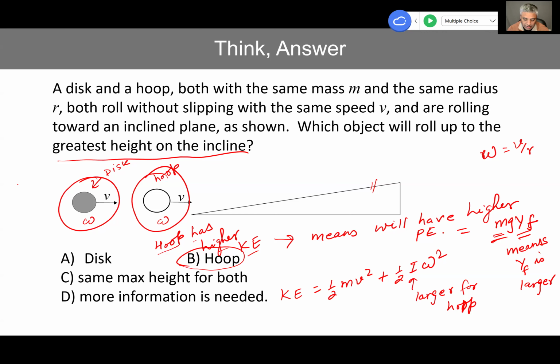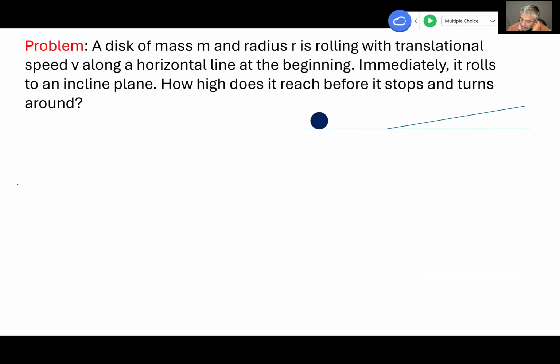Okay. And so let's set up this problem here. So this is the initial. This is just for one object. We'll do this for one object. I think here I'm saying disk, but it can be replaced by hoop as well. It's simply a matter of rotational inertia difference, right? Otherwise, everything is the same.